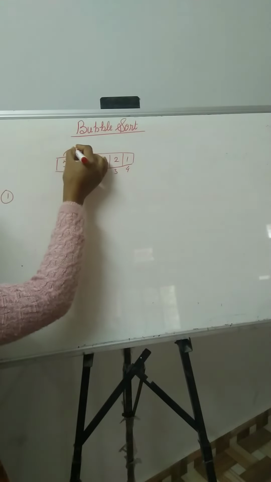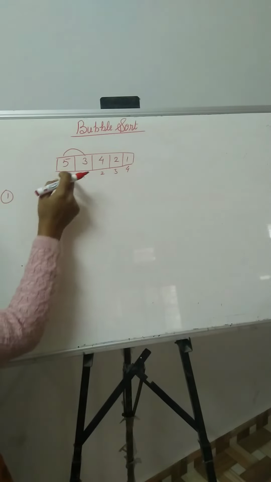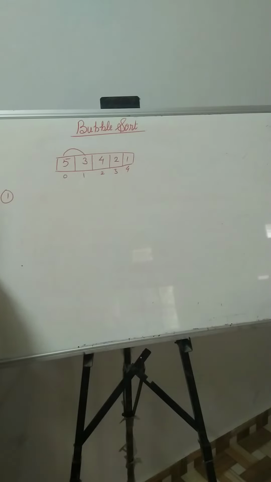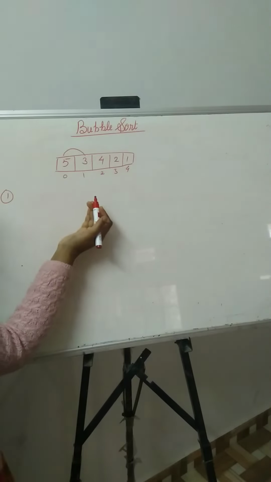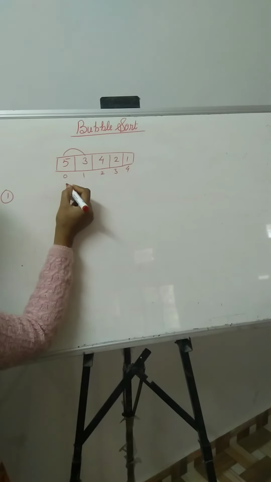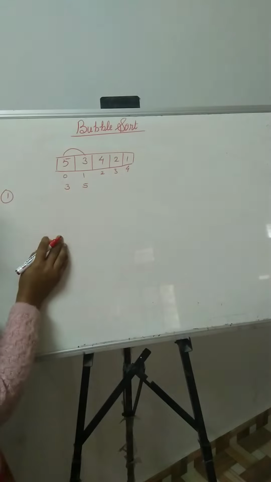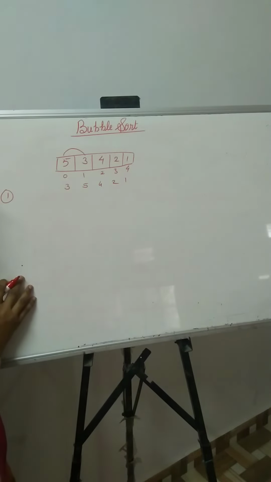Consecutive numbers means these two numbers. In the first iteration, they compare 5 with 3. If they are not in proper ascending order, they swap their values. Swap their values means 3 is at index 0 and 5 is at index 1. Rest of the elements work like that.